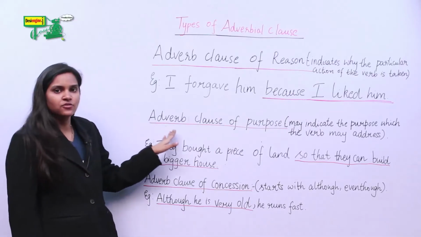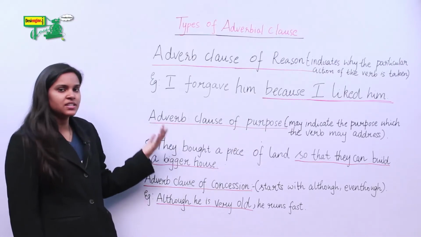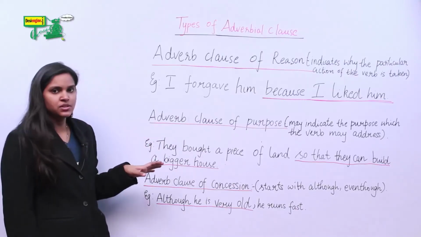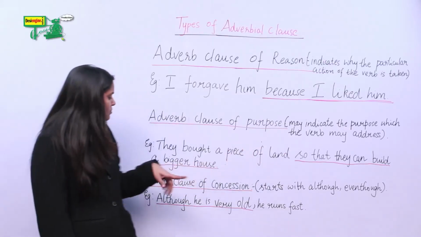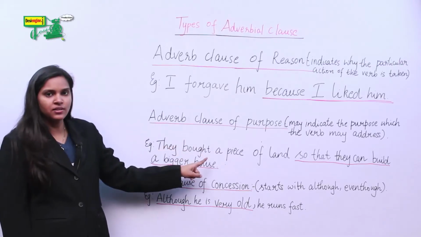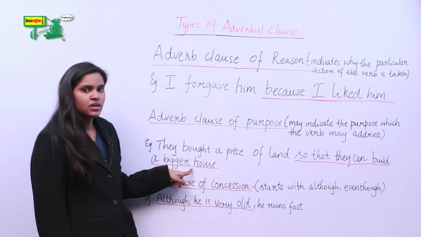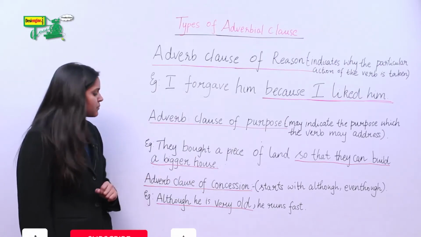Next is the adverb clause of purpose. As the name suggests, it indicates a purpose which the verb may address. For example, they bought a piece of land so that they can build a bigger house. Why did they buy a piece of land? So that they can build a bigger house. So, the underlined portion is our adverb clause of purpose.